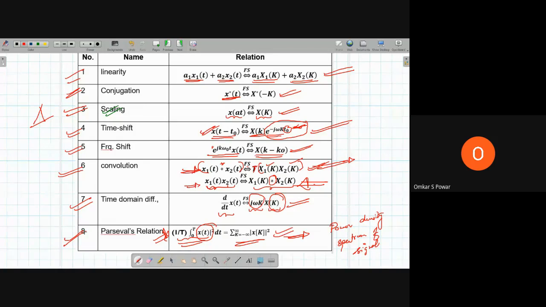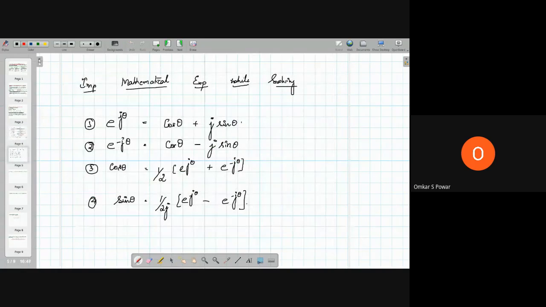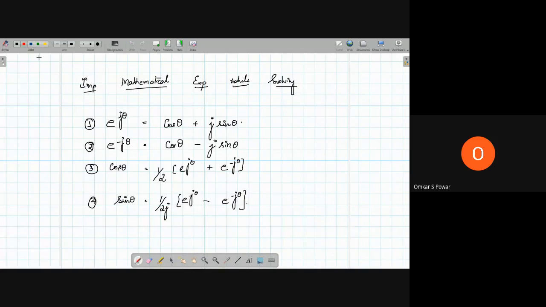I don't know whether it's there in the syllabus or not, but to be on the safer side, I have done these properties. So now we have done the properties. Let us solve some problems, and these problems you might have solved in mathematics, so it is easy for you guys. Make sure you do not miss this chapter.